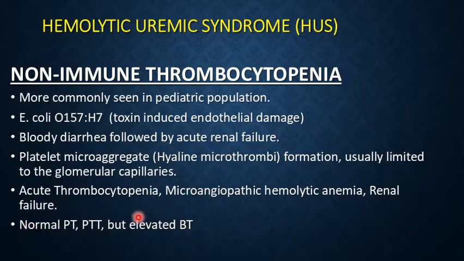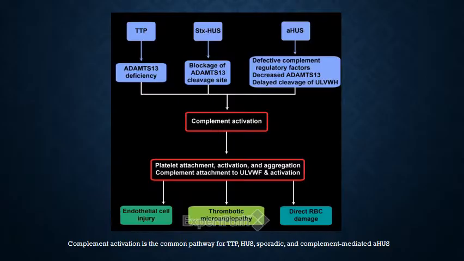PT and PTT are normal, but the bleeding time is elevated because of thrombocytopenia, with platelets consumed by forming microthrombi in the glomerular capillaries, so the bleeding time is prolonged. This is the complement activation, which is the common pathway for thrombotic thrombocytopenic purpura, atypical hemolytic uremic syndrome, and hemolytic uremic syndrome.